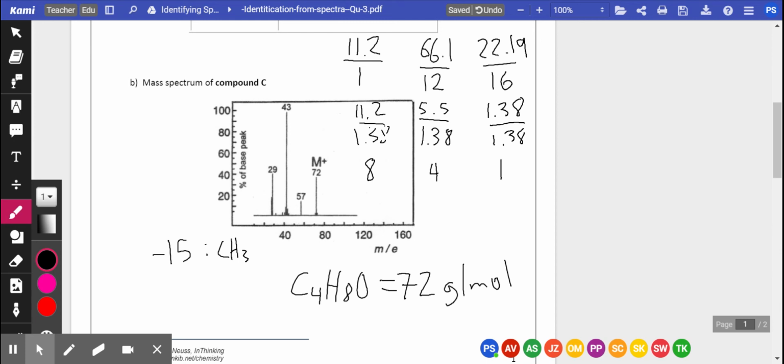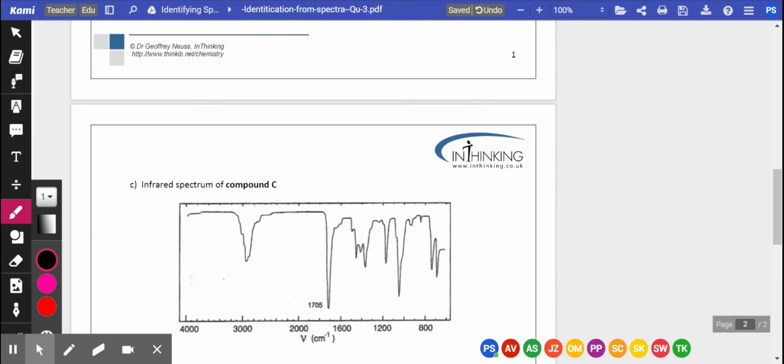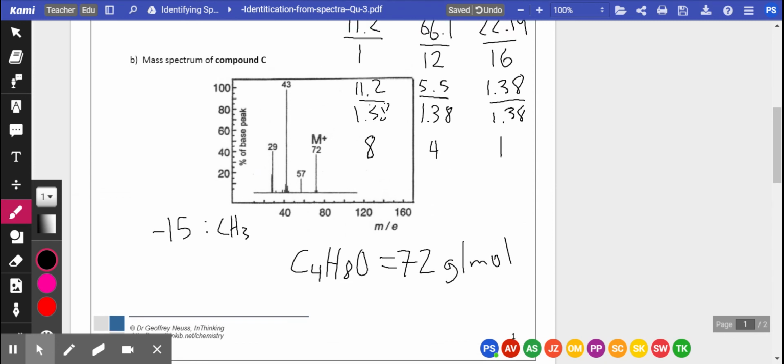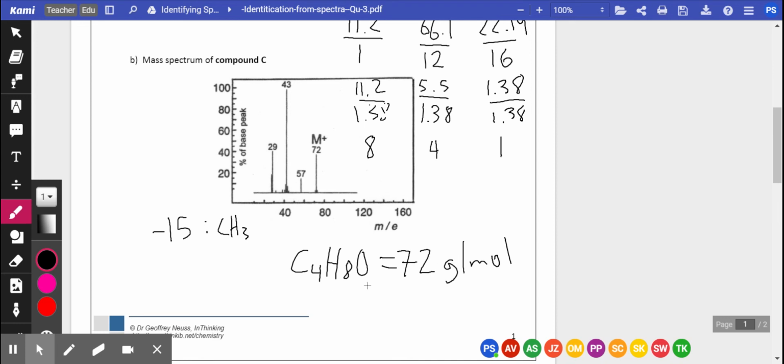Okay, now please join us in part 2 to see how we can use the rest of the data, infrared and NMR, to understand what is the true structure of this compound. Because in reality, there could be a lot of compounds with the same molecular formula, so isomers of this formula.